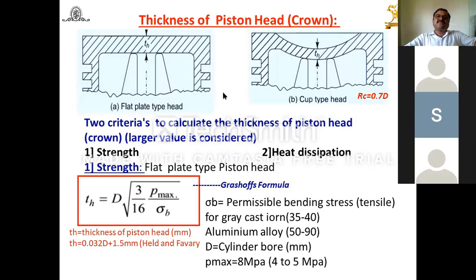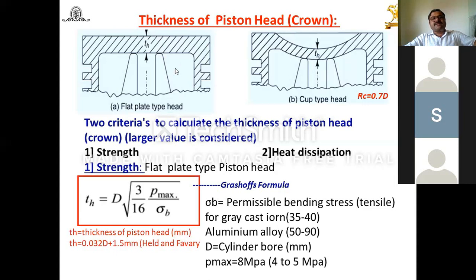Now let us consider one part. First one is the piston head. Here this part is the piston head, and TH is the thickness of the piston head. And this is the cup type. But you will find when to go for a cup type piston and when to go for just a flat piston depends on the type of construction and the size or volume of the combustion chamber. Generally, a flat plate type head is considered here.